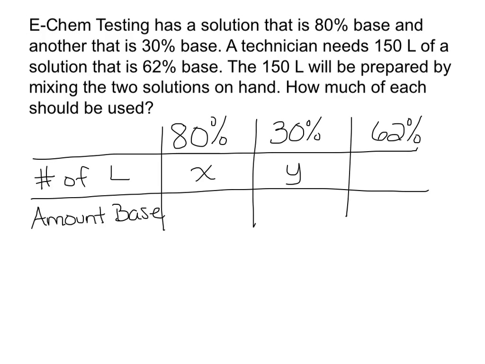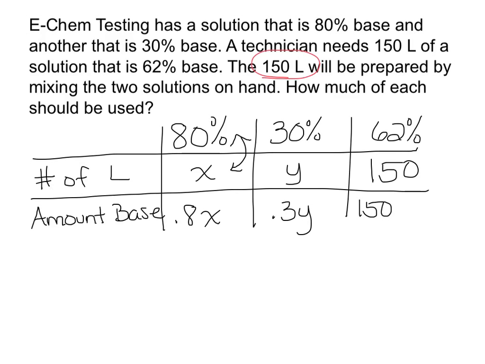The 62%, we gather from our problem that we need 150 liters. The amount of base is going to be how much of that liter is actual base. We can find that by taking these two here and multiplying them together. So the amount of base for the 80% would be 0.8x. For the y, 0.3y. For the 62%, it would be 150 times 0.62, which if we do the math, we find 93.